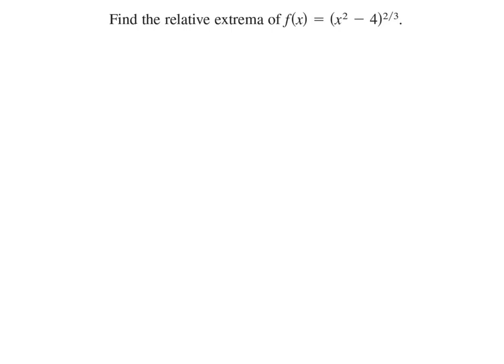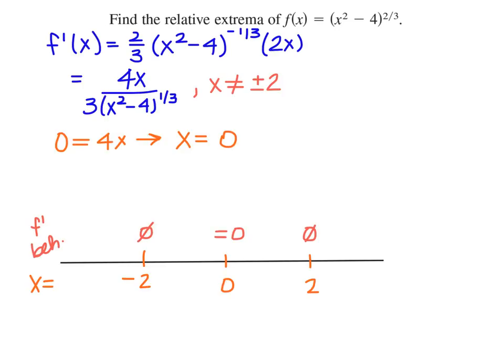So let's find the relative extrema of this function here. First thing I'm going to do is take the derivative, set it equal to 0, set up my number line, all that good stuff, see if we can't find the relative extrema using the first derivative test. All right, so when I take the derivative here, I'm going to need the chain rule. So I end up with a function that looks like this.